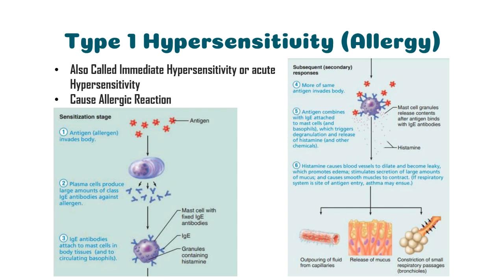How does this allergic reaction happen? On the first exposure to this antigen, there won't be any signs of allergic reaction, because at the first exposure a sensitization occurs where the basophils and the mast cells will be coated by IgE. So on the second or subsequent exposure, the antigens or these allergens will bind to these receptors and they will cause the release of histamine.